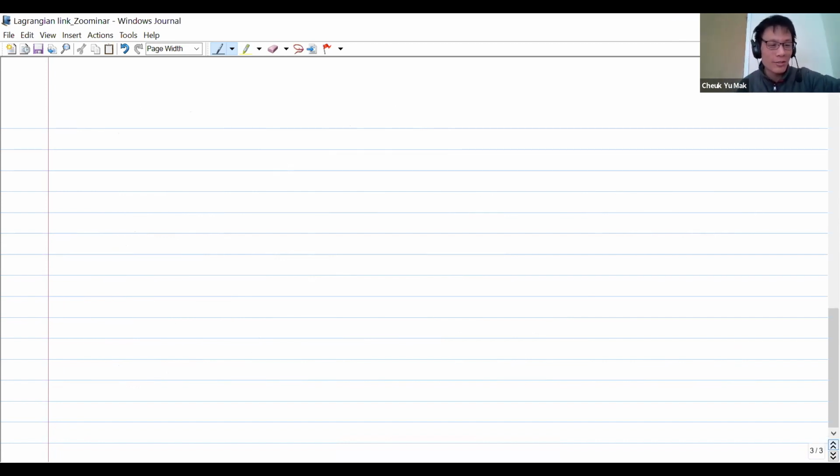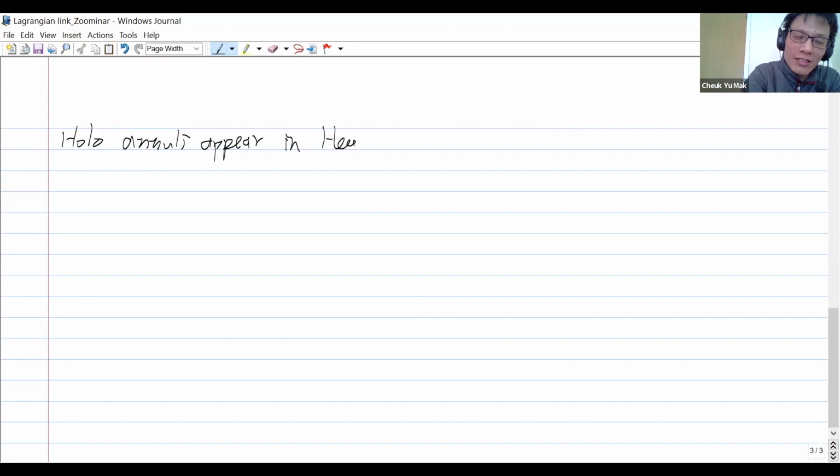We are not the first people to use holomorphic annuli, and holomorphic annuli have been used by many people before. For example, one situation where they appear is when you pass to symmetric products, especially when you consider Heegaard Floer theory. So let me recall a little bit how holomorphic annuli appear in Heegaard Floer theory as follows.